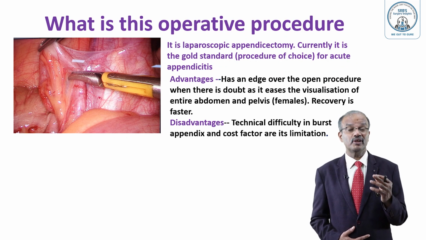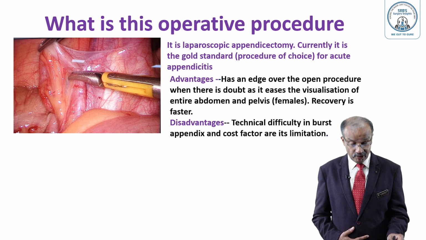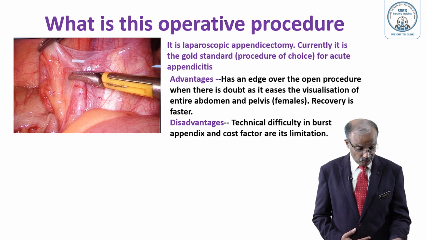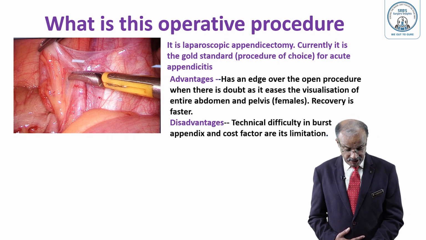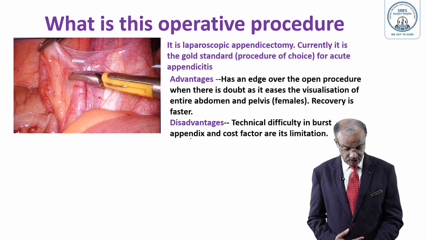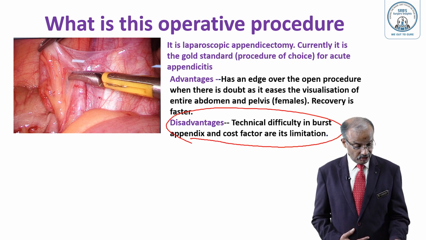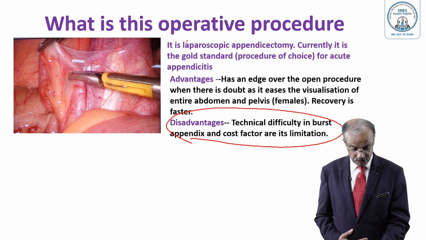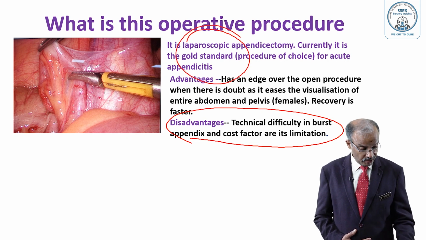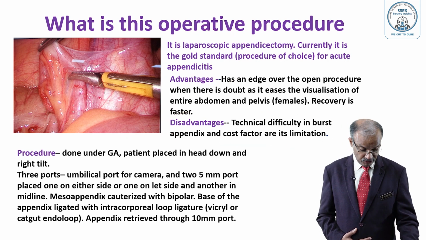You can identify Meckel's diverticulum very easily also. There is an advantage: you can scan the entire abdominal cavity. That is the most important thing. It is technically difficult in a burst appendix, and cost is a limitation in peripheral areas, village areas, poor patients, so that is a problem. Otherwise it is the standard; remember, it's the gold standard. There is no doubt, it is an MCQ question. Always you have to say laparoscopic appendicectomy.